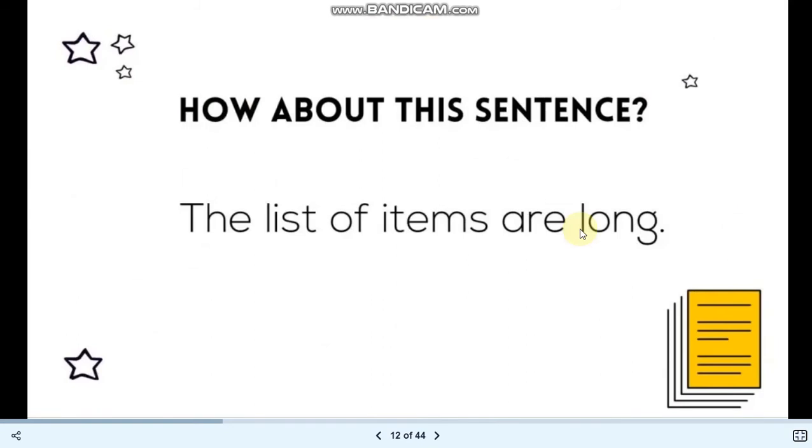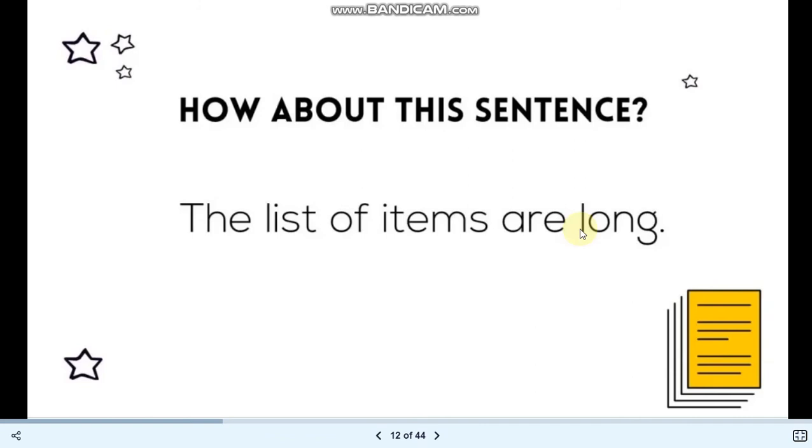Now look at this sentence, girls and boys. The list of items are long. Do you think this sentence is correct? We have to know which is the subject of the sentence first in order for us to know if the verb should agree with it, or what verb we are going to use so it will agree with the subject. Yes, very good. The subject is the list of items. So we're just talking about one list. The list of items, but it says are long.